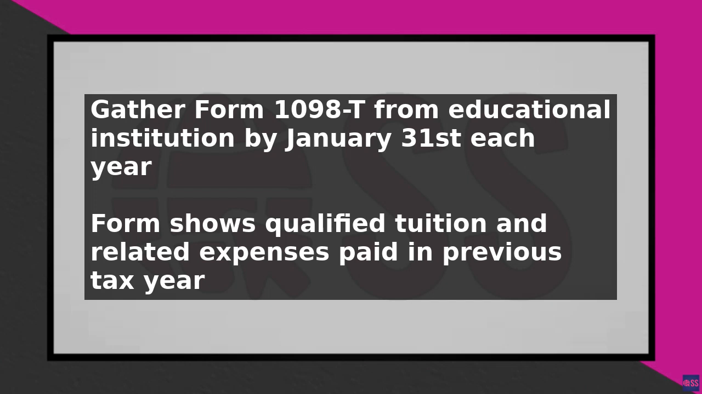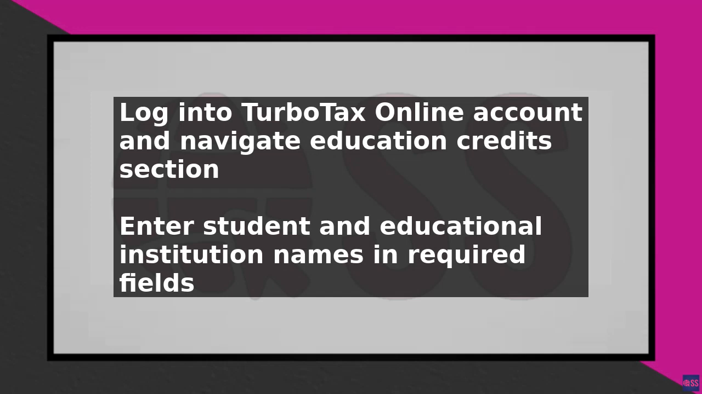The form will show the amount of qualified tuition and related expenses you paid in the previous tax year. Next, log into your TurboTax Online account and navigate to the Education Credits section. You will be prompted to enter the information from your Form 1098-T. Start by entering the student's name and the name of the educational institution.